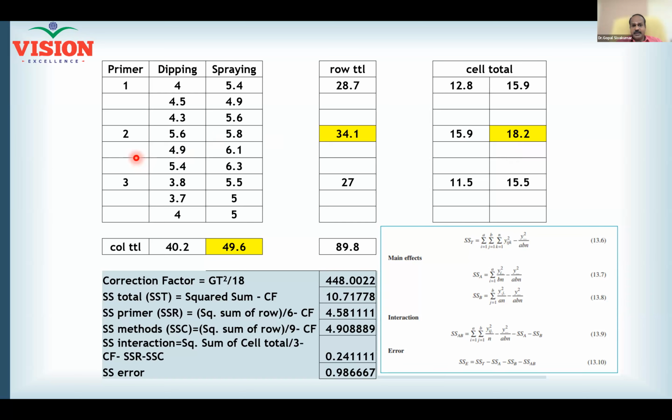See here, primer 2, when it is going with the dipping, this is the force. But the same primer 2, when it is going with the spraying, can you see some improvement in the adhesive force? Yes. That means here interaction is little boosting your result. Can you see that? Yes. So we work with the numbers in a particular manner to understand whether there is an impact or not.